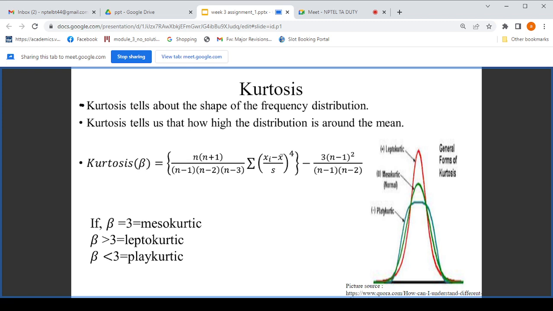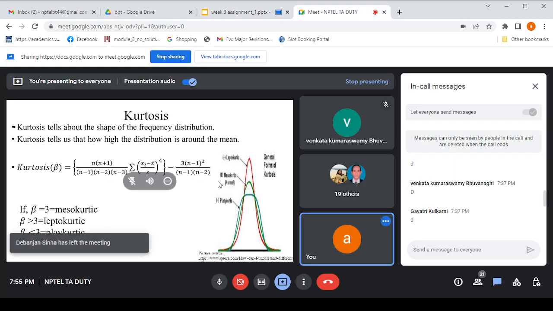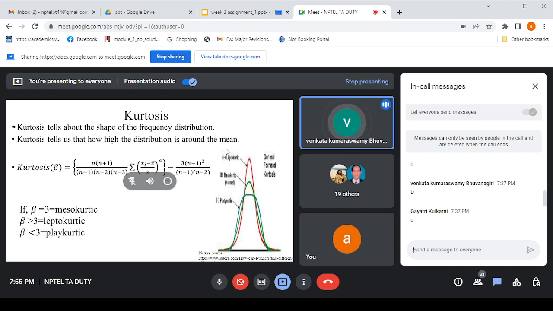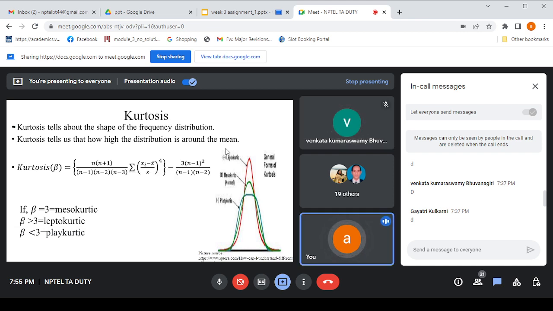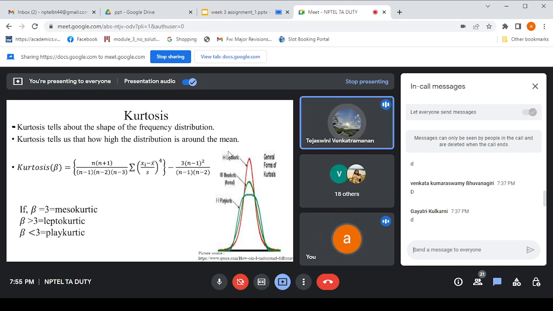Am I able to convey the message? Yes, madam. Thank you, madam. Is there anyone who has any doubt? In the kurtosis formula, I'm not able to understand what the small s is. S is the standard deviation. Okay.